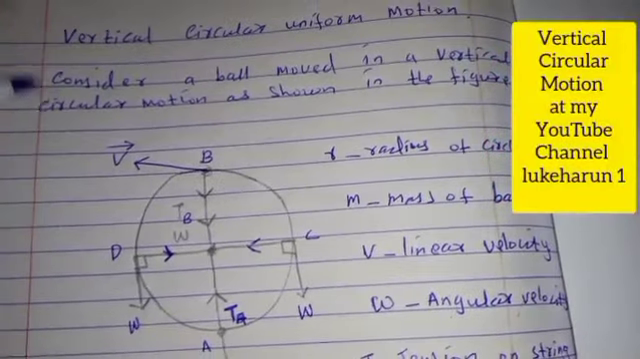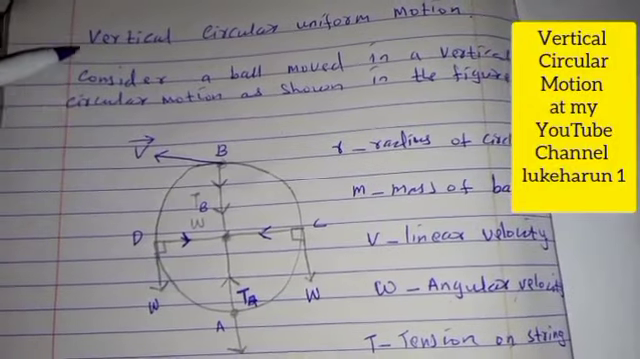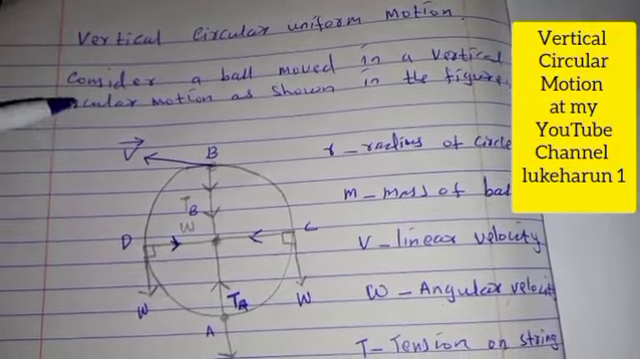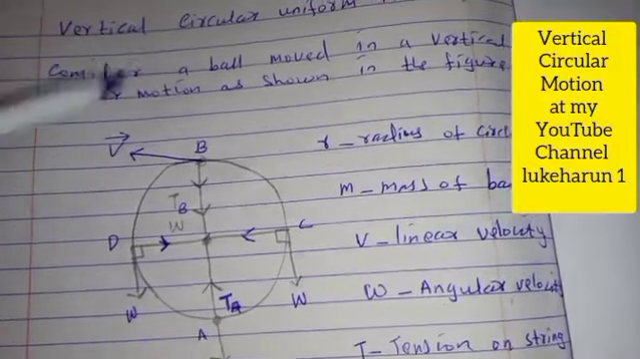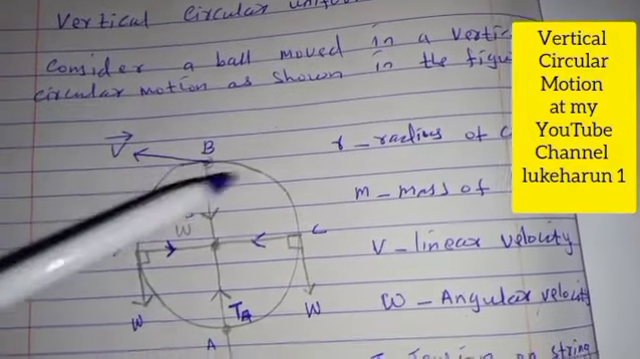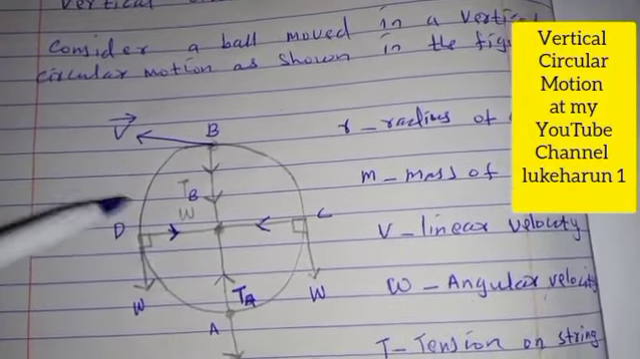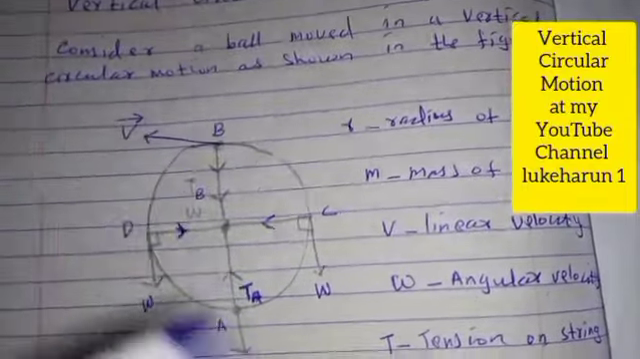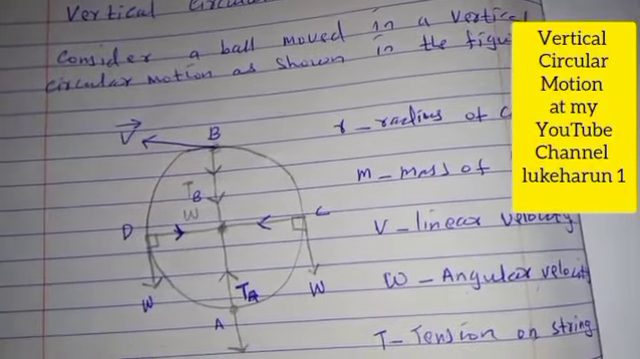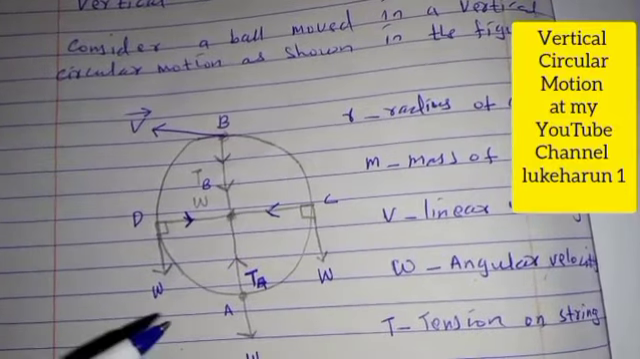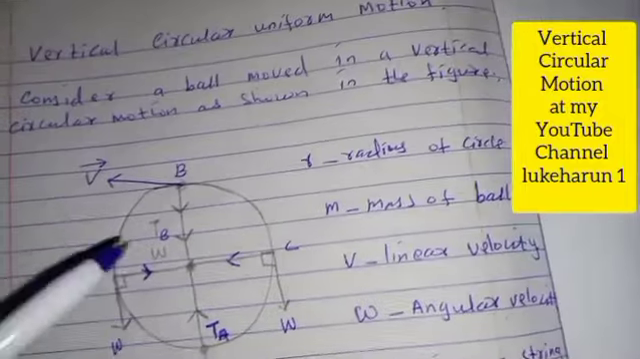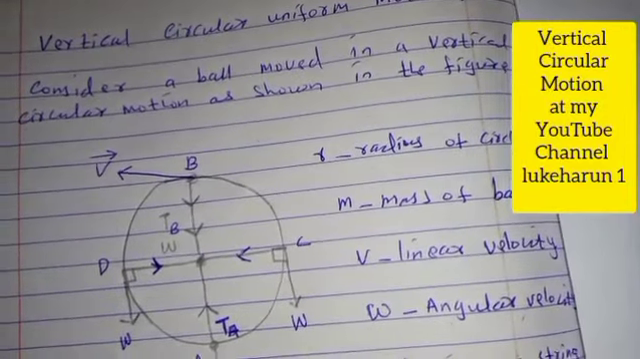Fellow scientists, I want us to consider now vertical circular uniform motion, whereby we are going to consider a ball which is moved in a vertical circular motion as shown in this figure. So the ball, as it revolves around the vertical circle, the tension will change. The tension acting on the string will change at various points of the circle.